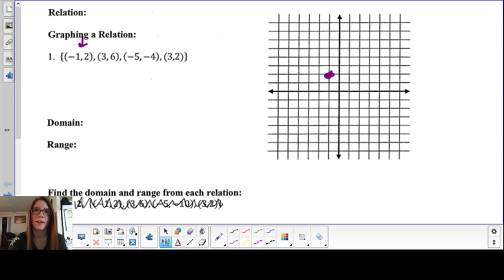Next, again starting at (0, 0), I'm going to go to the right 3, 1, 2, 3, and up 6, 2, 3, 4, 5, 6. That's the second guy. Okay, I'm going to start back at (0, 0), go to the left 5, and then down 4. 2, 3, 4. Again, start back at (0, 0), go to the right 3, and up 2. 2, 3, 1, 2.